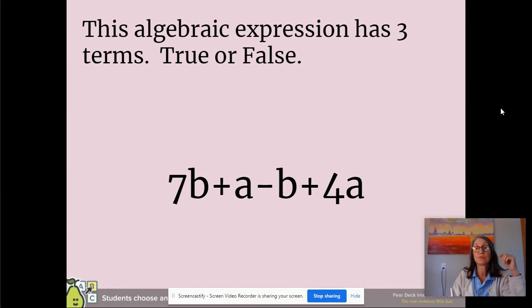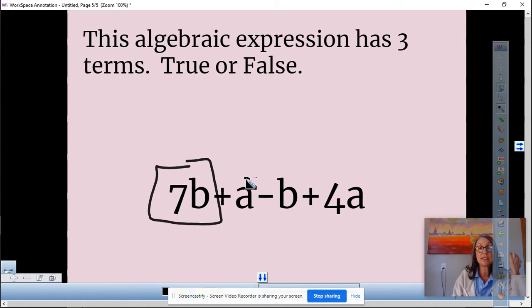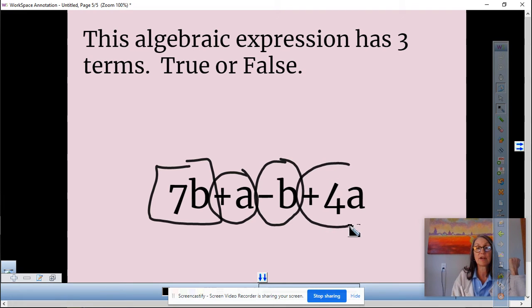Is that true? Well, let's check it out. We've got a plus, a minus, and a plus. Well, there's 3 of those. Let's see. So I've got 7b, positive a, negative b. Oh, but wait a minute. Now I've got this. It appears to be 4 terms. So this is false.